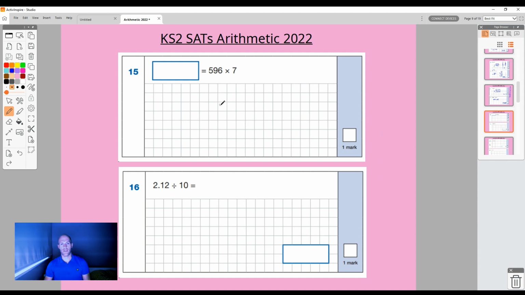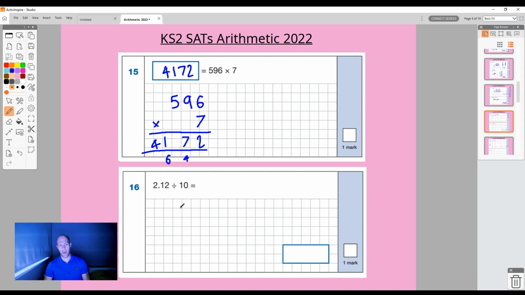Okay, 596 times 7. The missing answer is equal to this. We can just imagine it written the other way around. I'm going to set out our multiplication. 596 times by 7. I'm just going to work it through. 6 times 7 is 42. Exchange the 4 over there. 2. 9 times 7 is 63. Add 4. 67. 5 times 7 is 35. Add 6. 41. 4172.